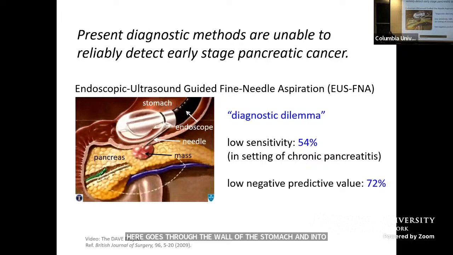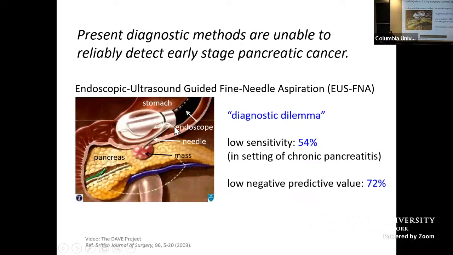The idea in this diagnostic technique is that a mass can be visualized under ultrasound, but they don't know what that mass is. It could be cancer. It could be inflammation, something known as chronic pancreatitis, which very often occurs. In fact, cancer very often occurs in the setting of chronic pancreatitis. So it's very difficult to sort out. They can see that there's a mass, and I'll show you an image of that in a moment.